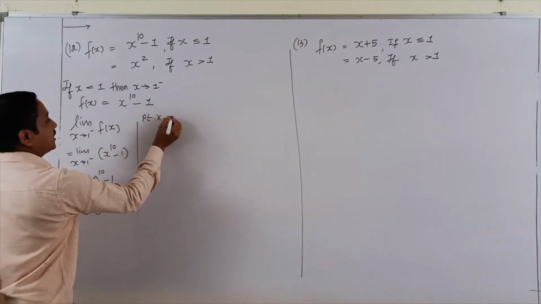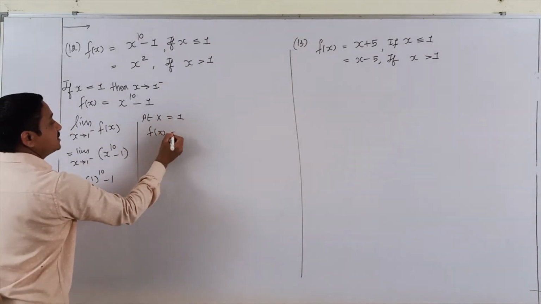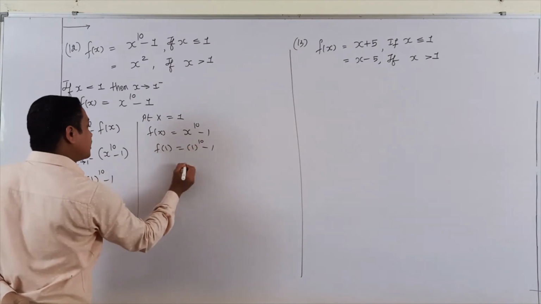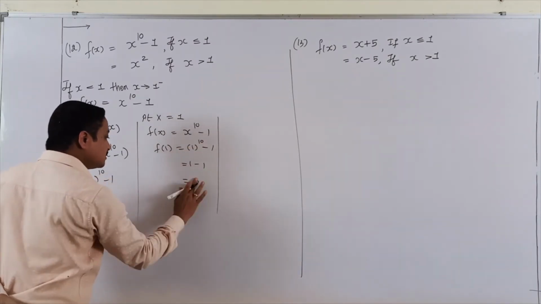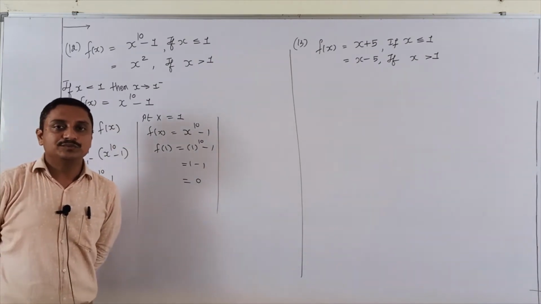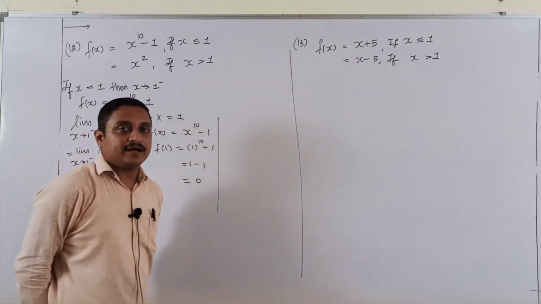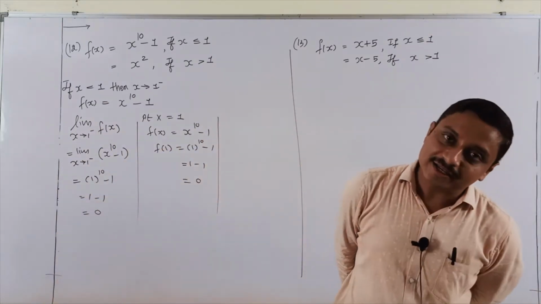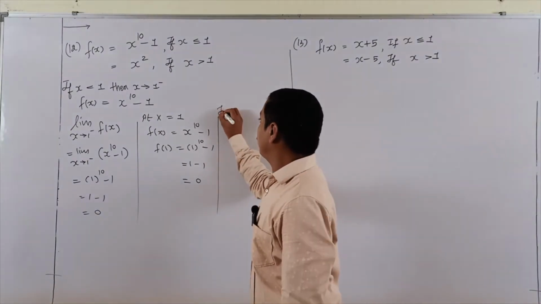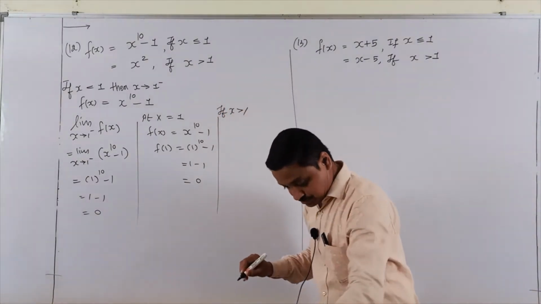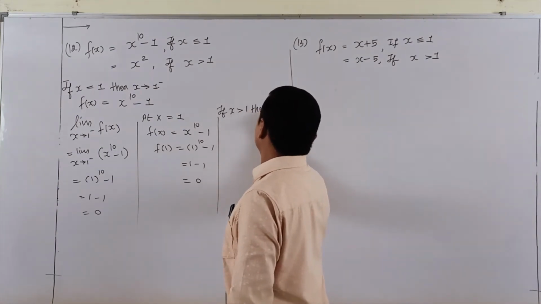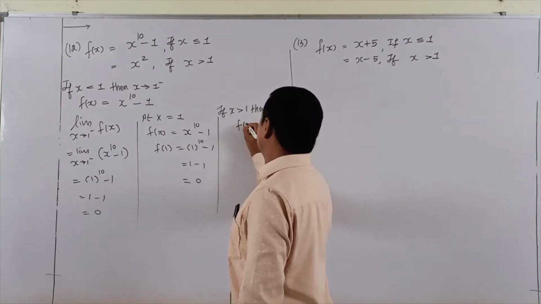Next, at x is equal to 1, what is the function? Yes, same, 1 raised to 10 minus 1. Your answer is again 0. And after that I go to the third case, the right hand side limit. So if x more than 1, then x tends to 1 positive.